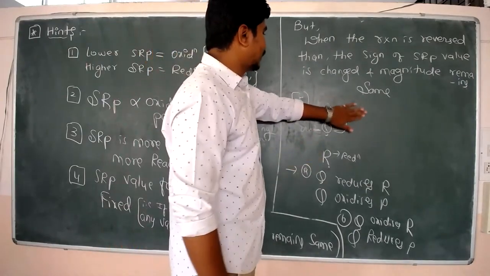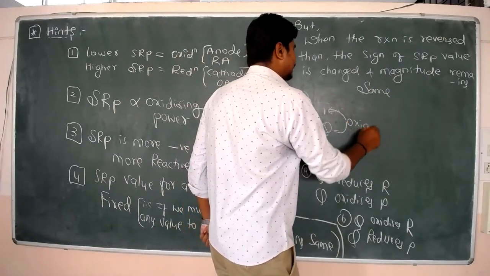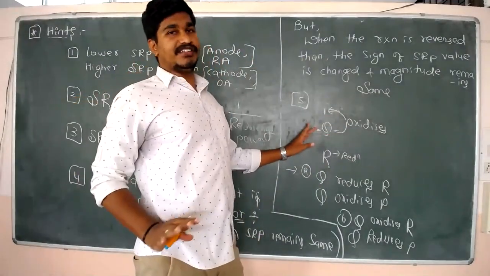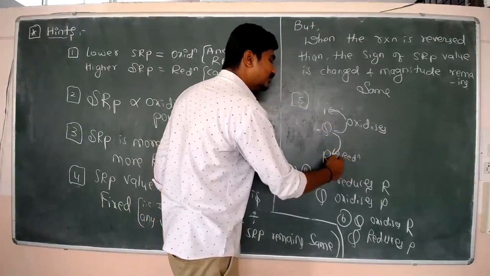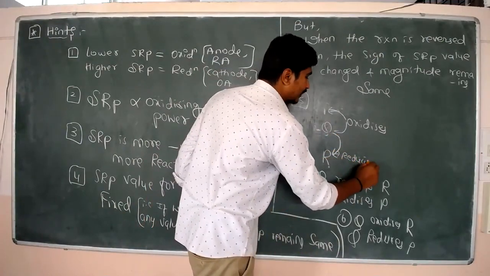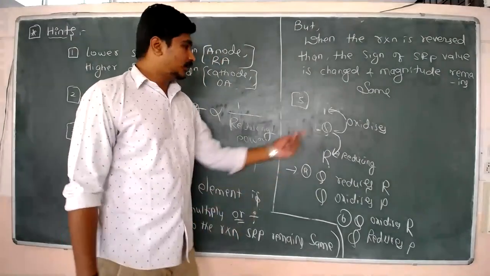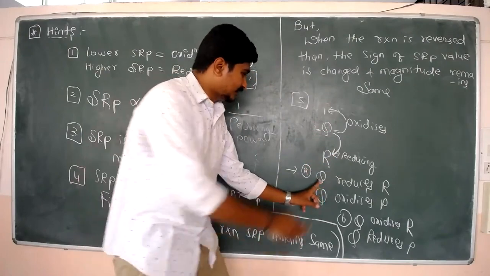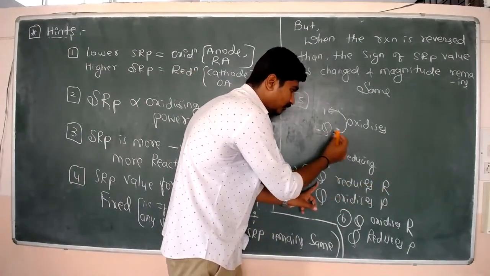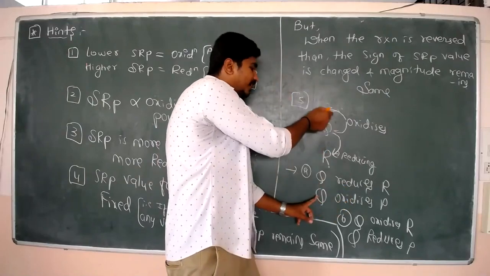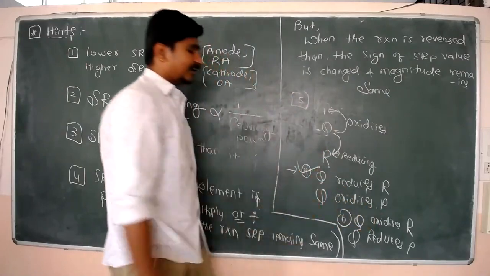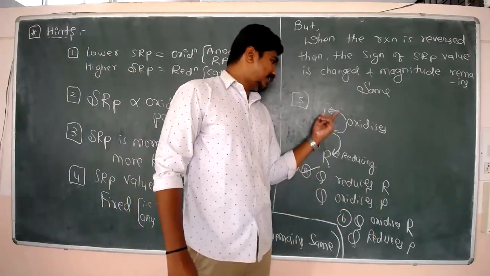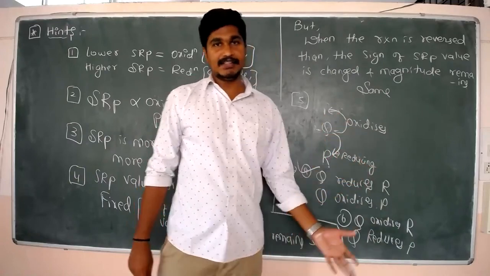Now just check. Q itself undergoes oxidation, but it reduces R. It is reducing R. Now just take the correct option. Q is oxidizing P and Q is reducing R. Which one is correct? Here it is: Q reduces R and Q oxidizes P. Therefore, option A is correct. Such types of questions are there in NEET or JEE.